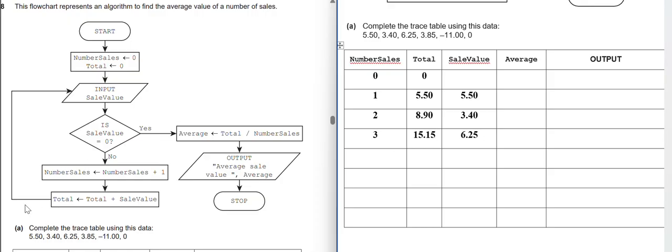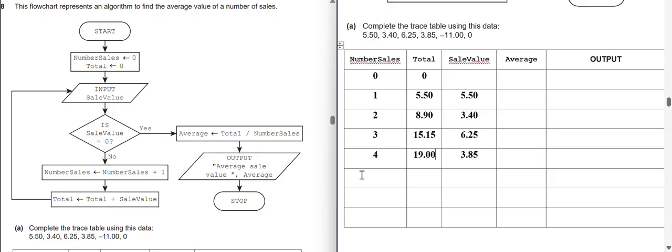Okay, and then we go back to input sale value again. This time it's 3.85. Okay, so we write over here 3.85. Okay, again, this does not equal to 0. So we increment 3. We add 1 to the 3, which becomes 4, and then we add total and sales value again. Okay, and this time it becomes 19.